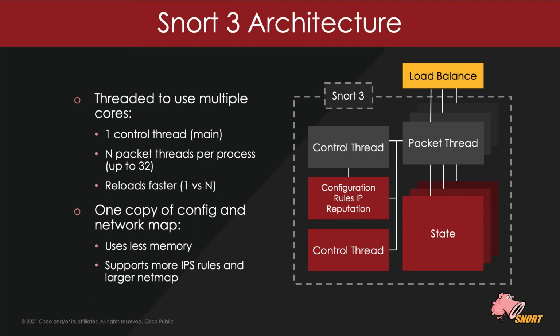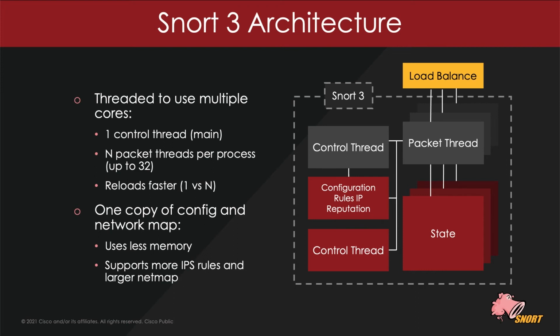One advantage of this is, of course, less memory. Using one copy of this, you're only using the memory for 1 times your configuration rather than n times, depending on how many CPUs you have. This gives you more room left over for IPS rules and a larger network map.